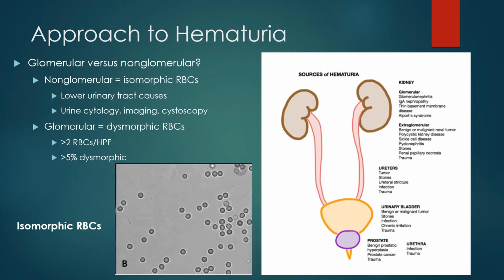Moving on to glomerular hematuria, this manifests as dysmorphic red blood cells seen on urine microscopy, which I'll show you in the next slide. You can think of dysmorphic red blood cells as being red blood cells that are filtered by a potentially damaged glomerulus that are chewed up as they go through the tubules. The definition of glomerular hematuria varies, but is generally at least greater than 2 red blood cells seen on high power field, with at least 5% of them being dysmorphic.